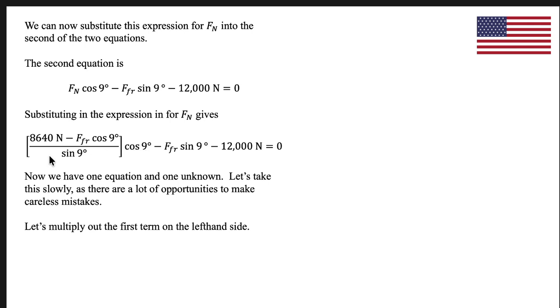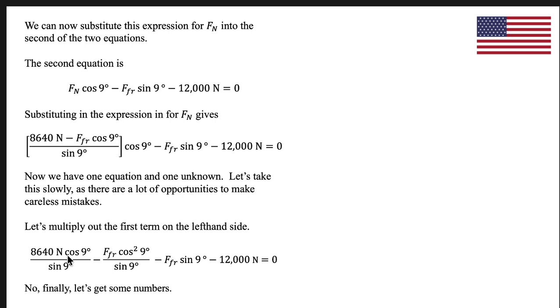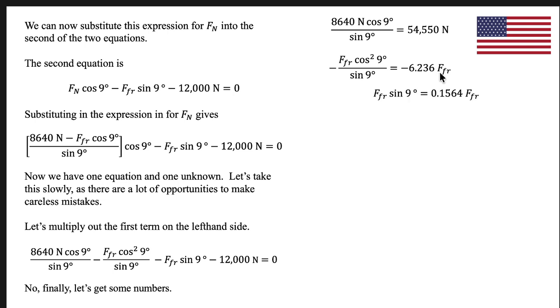We're going to distribute the cosine 9 degrees in here. So there's 8640 newtons cosine 9 right there, divided by sine 9. And then we have cosine squared here. Cosine 9 degrees squared, divided by sine 9 degrees times Fr. So now let's get numbers for each of these three terms. 12,000 is easy. We're going to plug in numbers for sine and cosine. The first term is 54,550 newtons. The second term is minus 6.236 Fr. And the third term is 0.156 Fr.